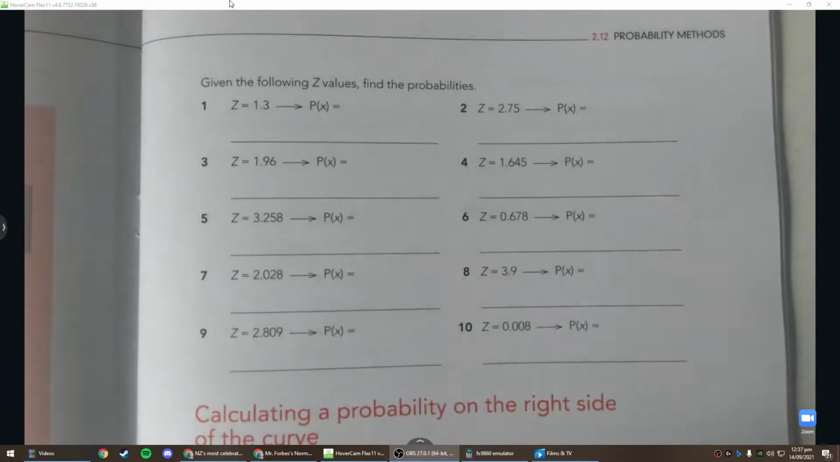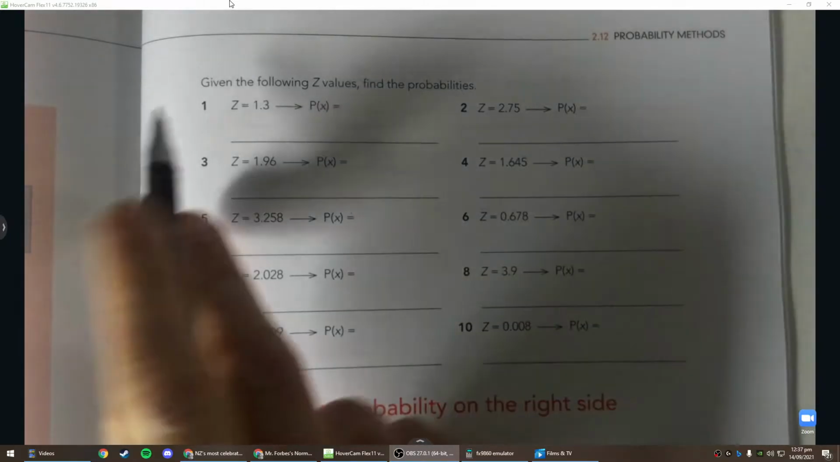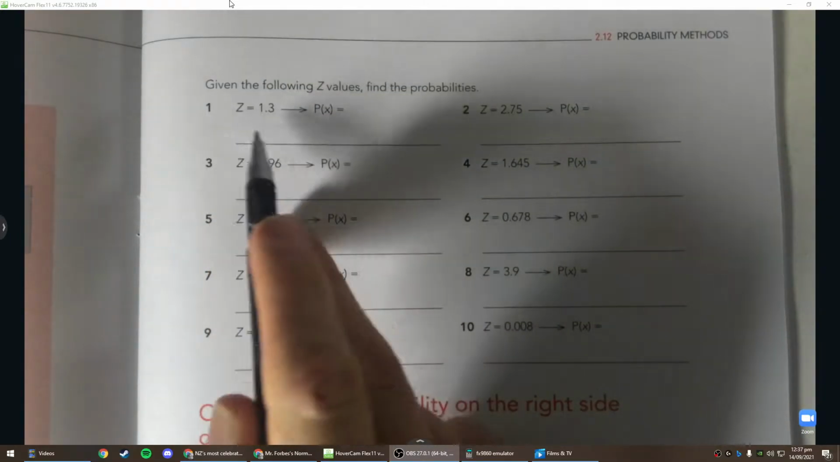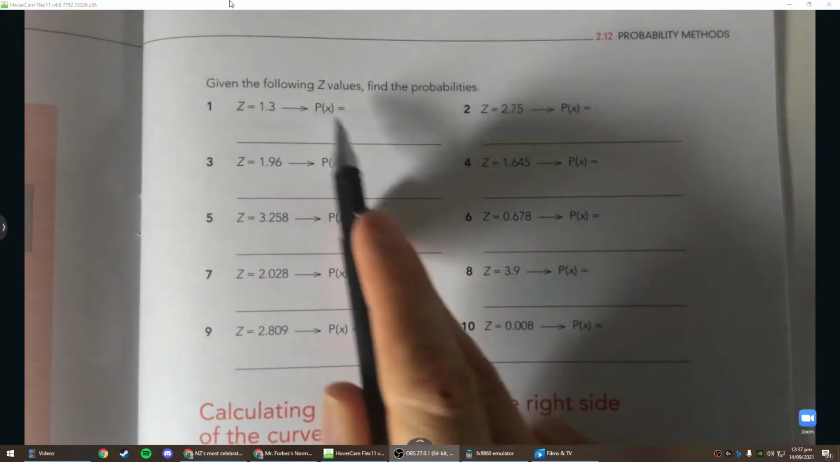Kia ora guys, today we are going to look at page 21, and page 21 is all about, given a z value, what is the probability?